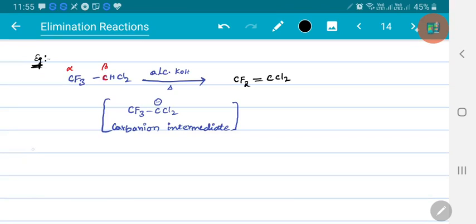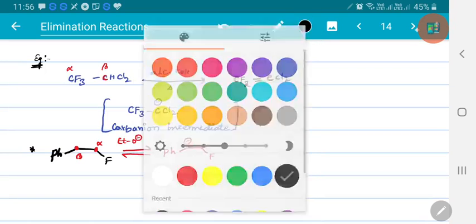Now if I take another case, PhCH2CH2F, right? Now here this is the alpha carbon and this is the beta carbon. Now there is a withdrawing group, phenyl is a minus I group, so therefore the acidic nature of that hydrogen is more, right? So when you take ethoxide, that means a good base, this base abstracts this hydrogen forming Ph and a negative charge here, fluorine, right?